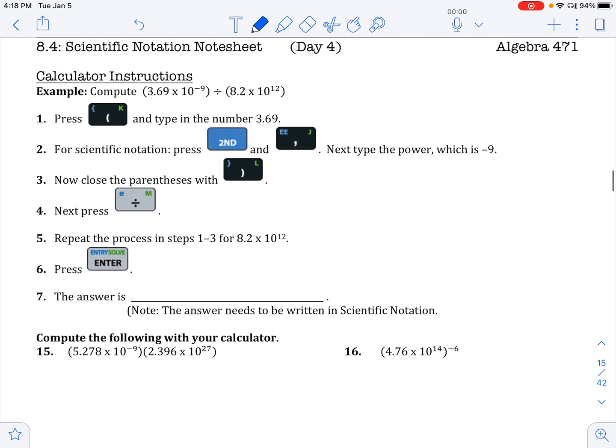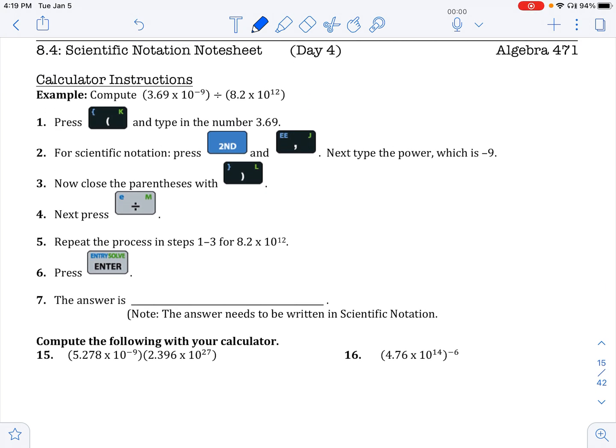Let's move to page 2. When we look at page 2, we get into how to compute using our calculator. So I'm going to take a look here at this problem. If we use parentheses, we will be in good shape. You could type in 3.69 times 10 to the negative 9th, close those parentheses, hit the division sign, divide by 8.2 times 10 to the 12th, and close those parentheses.